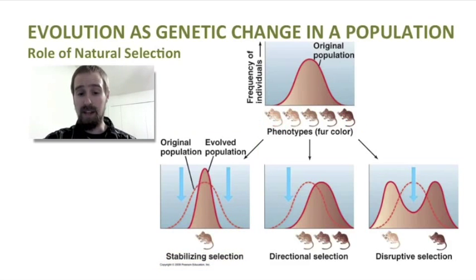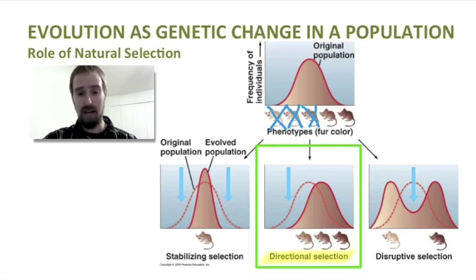If alleles that make this species dark in color are advantageous, then the darker phenotypes will become common, while the lighter phenotypes become less common. This is called directional selection, and the results are depicted here in this graph. Think of this like an evolutionary push in one direction.